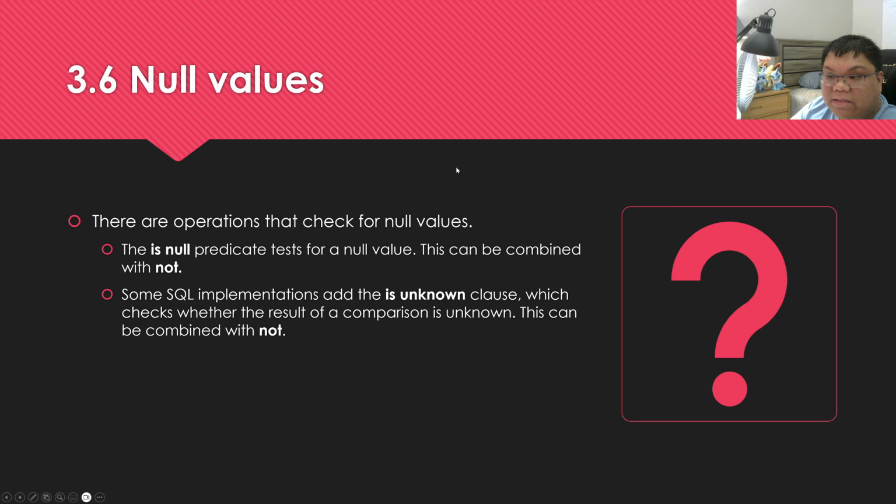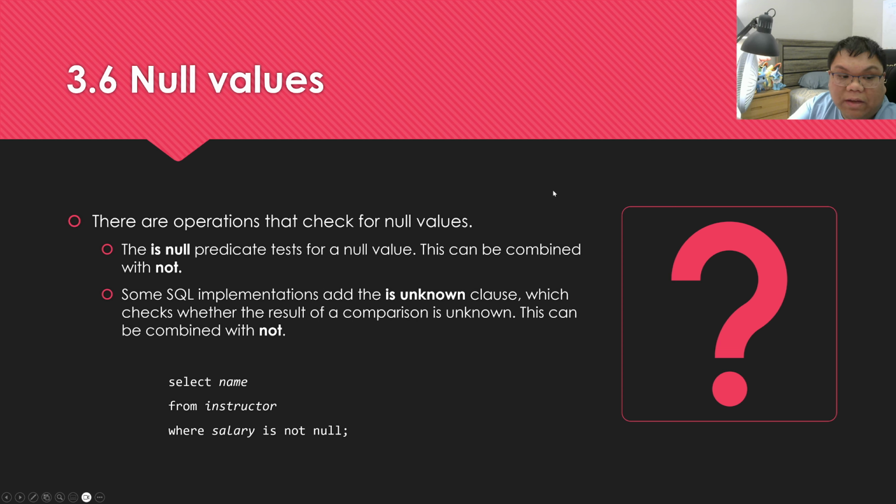There are operations that work directly with null values. The is null predicate tests for a null value. We can combine this with not to get is not null. So, is this value null or is this value not null? Some SQL implementations add the is unknown clause, which checks whether the result of a computation is unknown, which we can also combine with not to get the is not unknown operation.